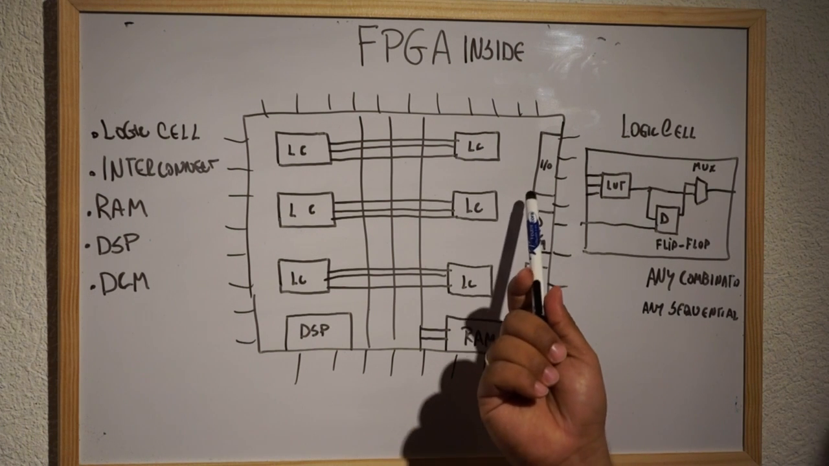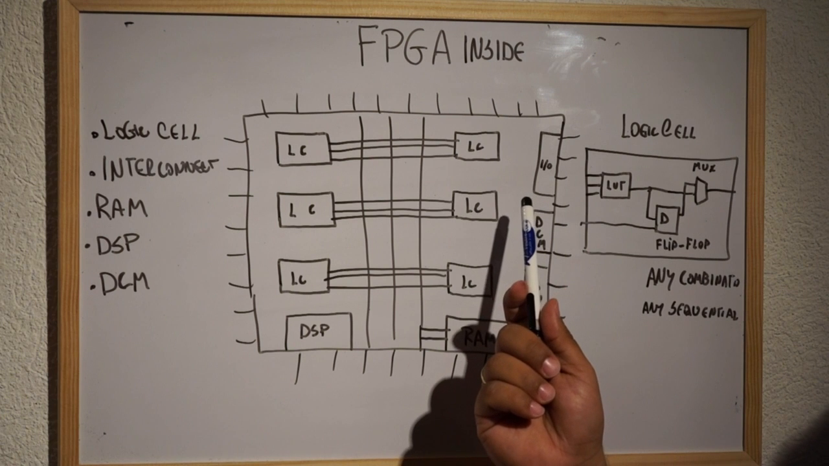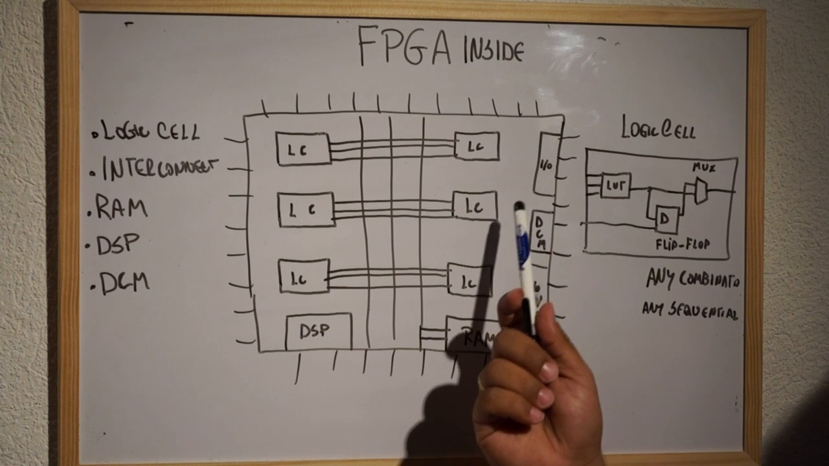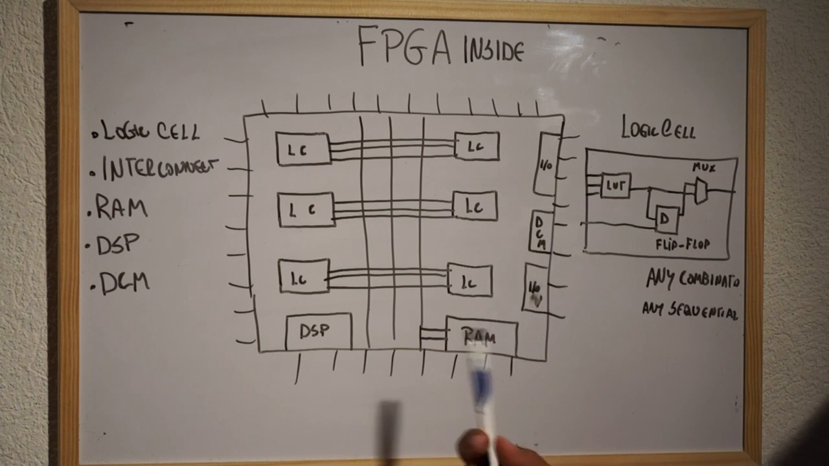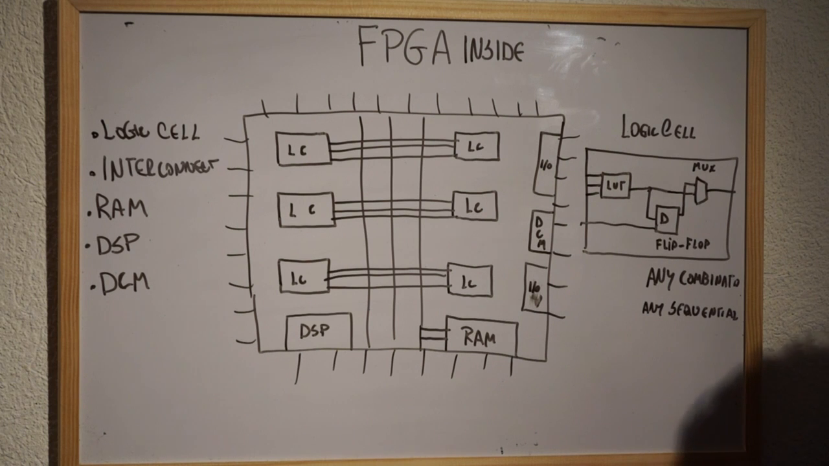The last part is the I/O block. The I/O block is where you can configure, for instance, which voltage level your I/O is going to have. Okay, and that's it, guys. This is more or less what we have inside an FPGA. In the next part I'm going to give you a quick review on digital gates before we change to the lab.